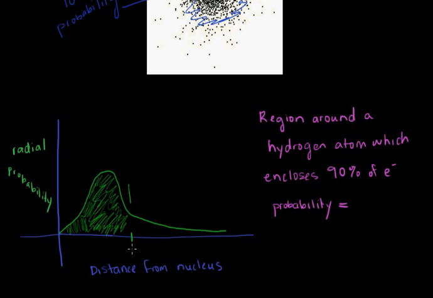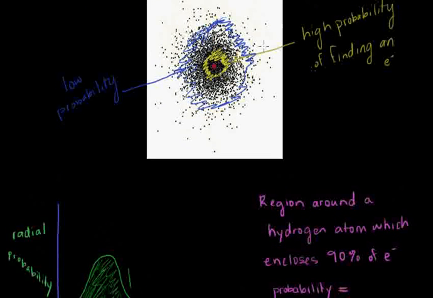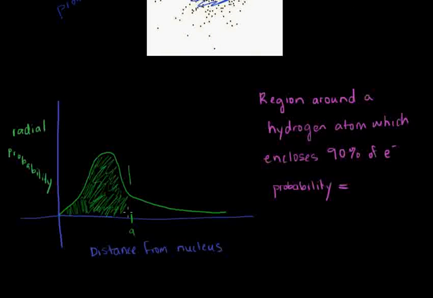Q, from the nucleus. And this 90% value is important because we can define the region around a hydrogen atom which encloses 90% of its electron probability. So maybe over here, if I take a red, maybe this is 90% of the probability distribution. So there's a 90% chance that the electron is somewhere in there. And again, that just relates to the area underneath this graph.